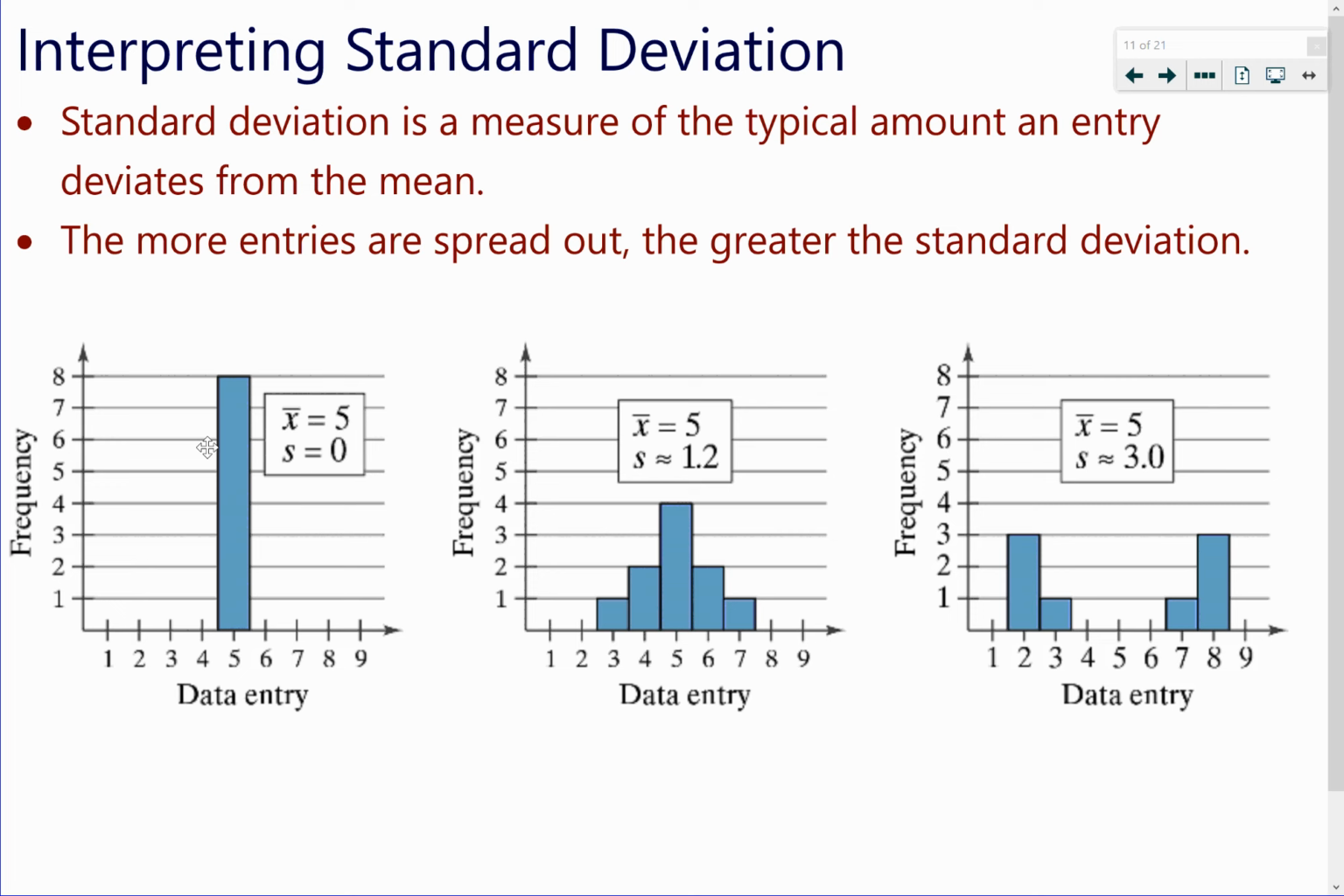Then you can see as our standard deviation starts to get larger, our data starts to spread out further from the mean. So here in the middle, we've got a standard deviation of about 1.2. If we were to calculate it for this histogram, here we have a standard deviation of 3. So the mean is still in the middle at 5. We're going to calculate that average. You can see the data is a lot more spread out. So the smaller the standard deviation, the more clumped the data; the larger the standard deviation, the more spread out the data. And if you're more standard deviations away from the mean, you're further away from the mean.